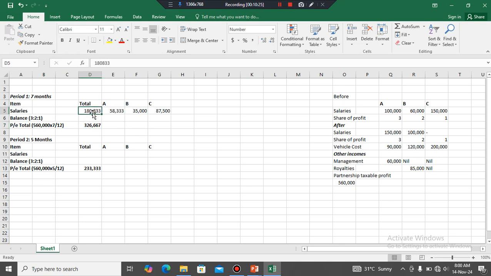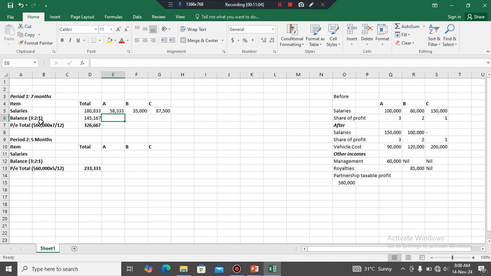So 326,000 minus 180,833. It's giving us 145,167. Right? Then what next? We need to apportion this amount across this ratio that we have. So 3 plus 2 plus 1, that's 6.